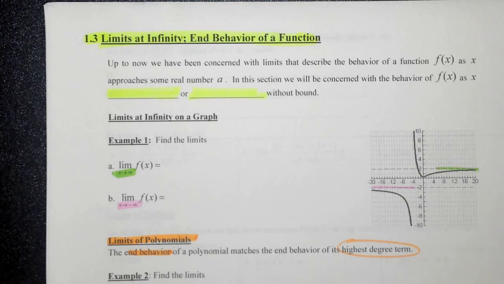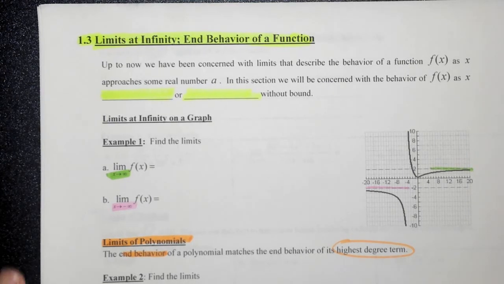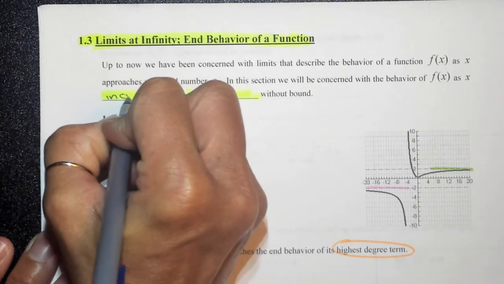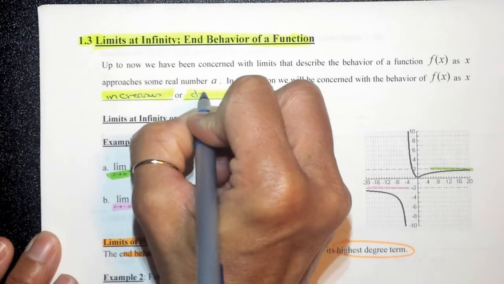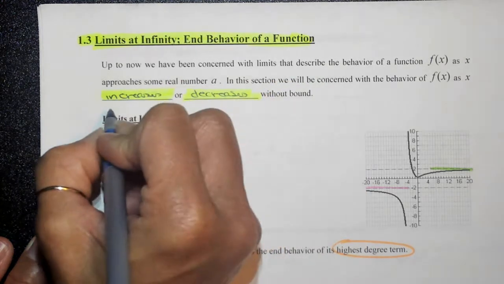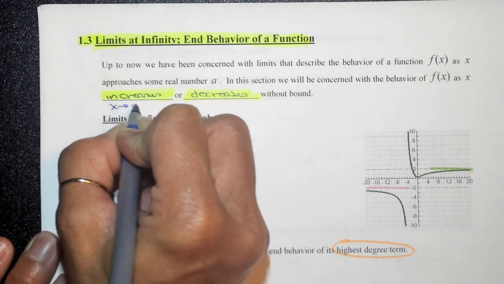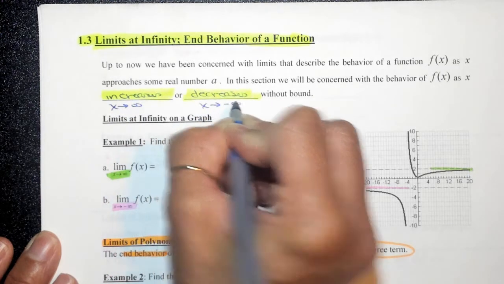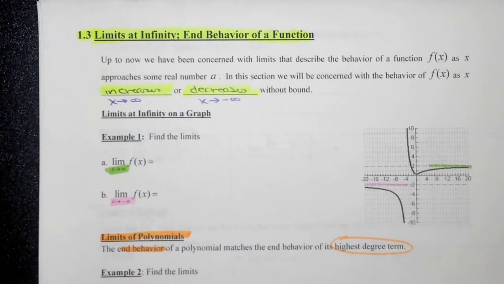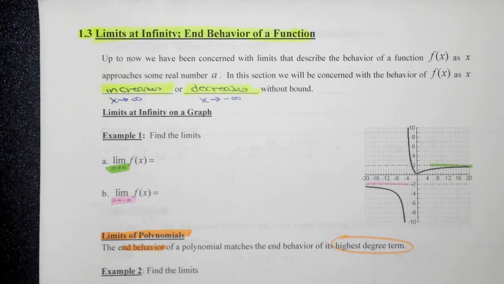So in this case, up to this point, we've been more concerned with limits that describe the behavior of a given function f of x as a given x value approaches some real number a, which is your y value, so you would have f of a. In this section, we're still concerned with the behavior of the function as x either increases or decreases without bound. So basically what's happening is x is either approaching positive infinity or x is approaching negative infinity. So those values are just either going to get really, really big or really, really small.